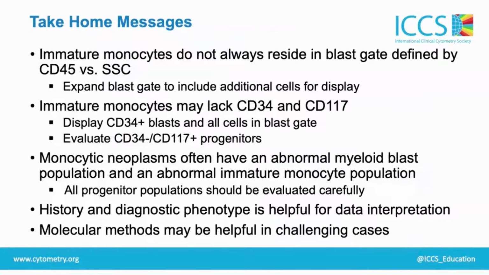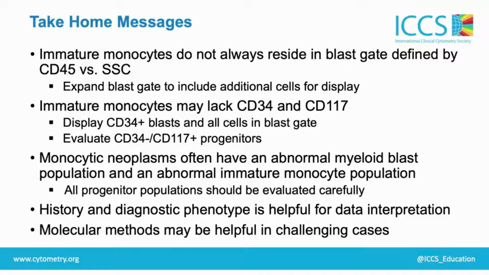Take-home messages. MRD detection in monocytic neoplasms can be challenging. There are some strategies that can be applied to data interpretation. Keep in mind, blasts do not always reside in the blast gate, defined by CD45 and size scatter. Always expand the initial blast gate to display more cells until all subsets are accounted for. The immature monocytes may lack CD34 and 117. It's helpful to display both CD34 positive blasts and all events in the blast gate, which may catch CD34 negative blasts, specifically to look for abnormal CD34 negative and 117 positive progenitors.